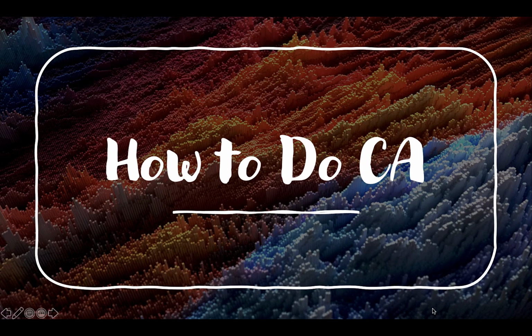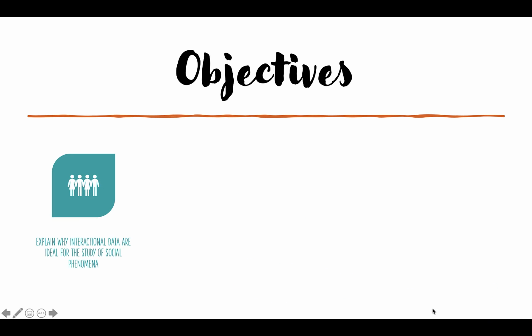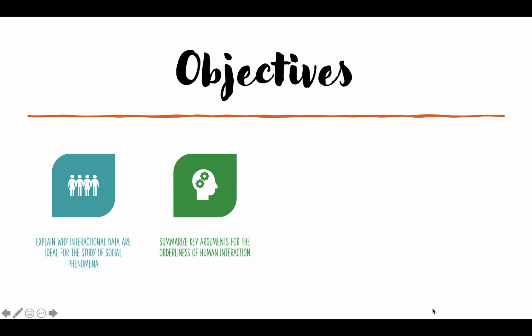Now that we have discussed why we should study talk and interaction using conversation analysis, let's talk about how to do conversation analysis. In this two-part lecture, you will learn why interactional data are ideal for the study of social phenomena. You will identify and summarize key arguments for the orderliness of human interaction and list the steps in data collection and analysis within the CA framework.